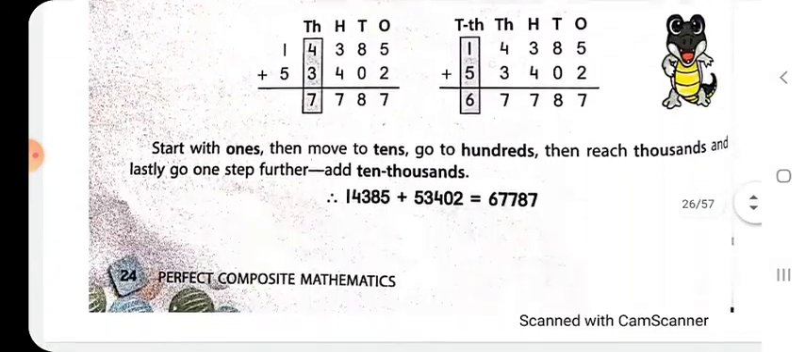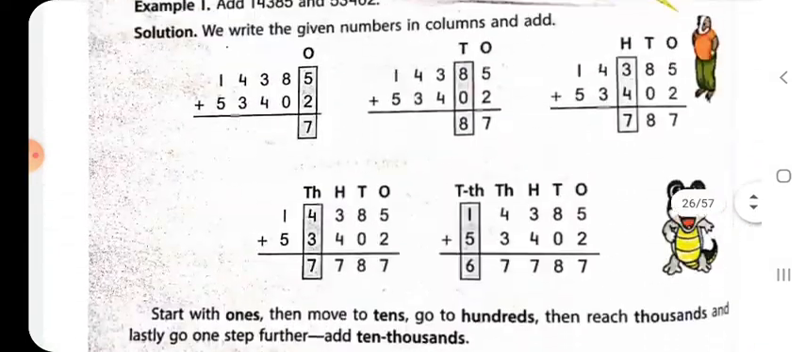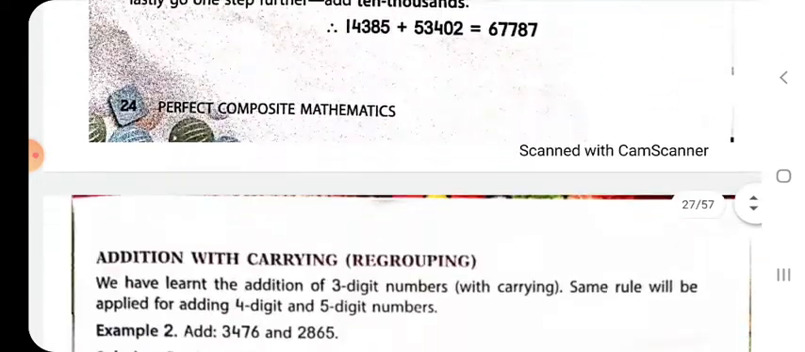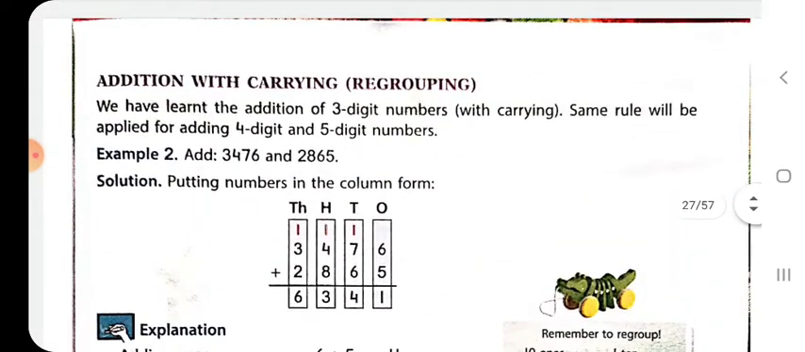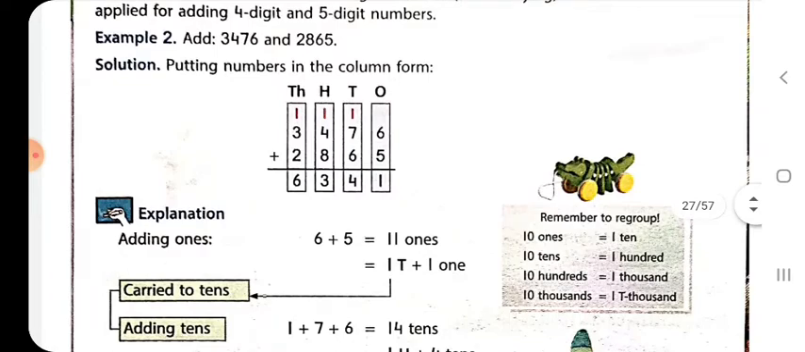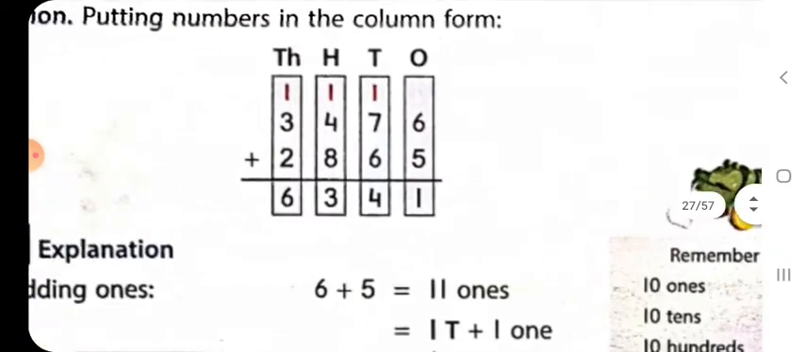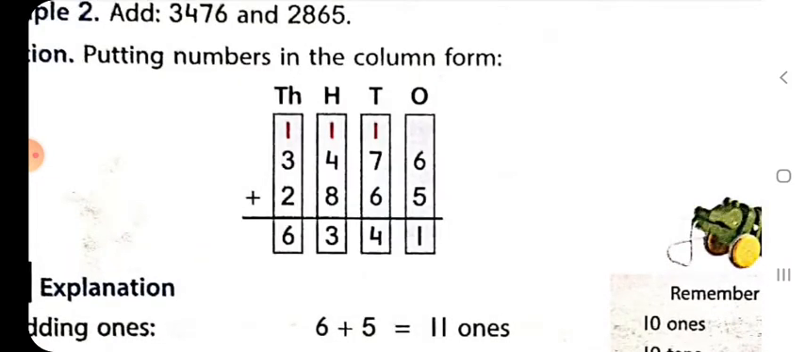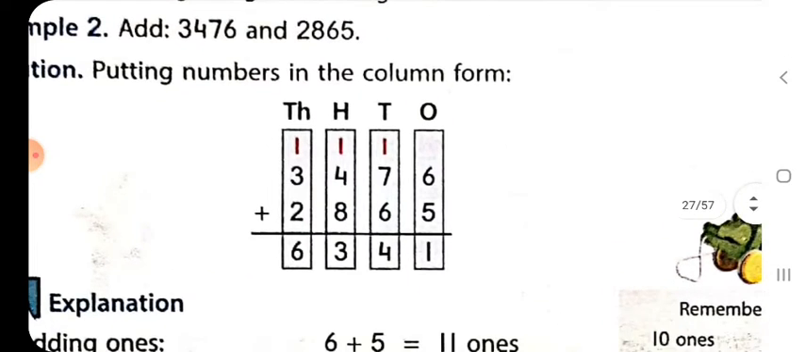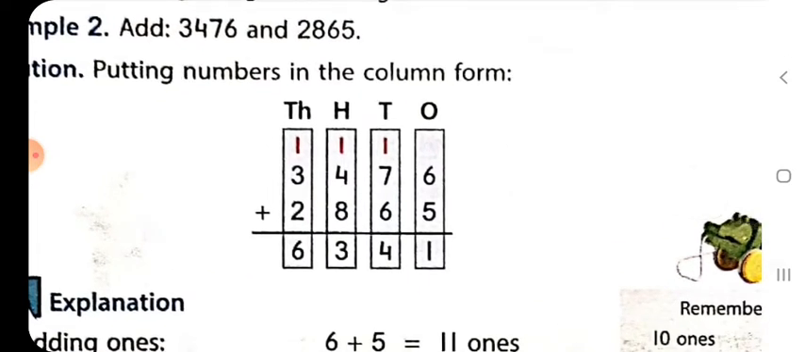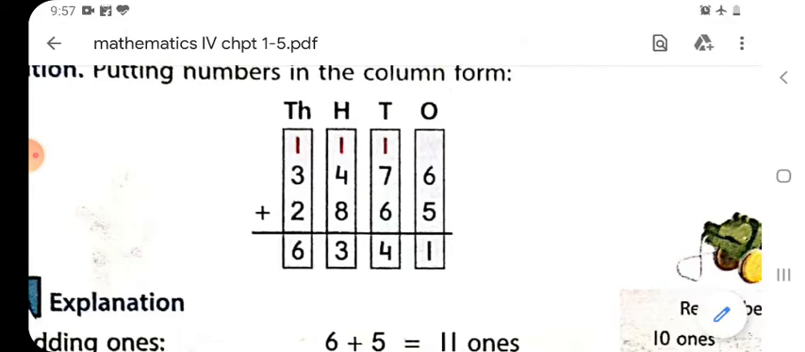So here it is also mentioned, as you can see in example number 2, addition with carry, or we also call it regrouping. Okay, let's take a look at this sum. 3,476 plus 2,865. When we add 6 and 5, it will become 11. So 1 is here, and another 1 is taken to the next place value, that is tens.